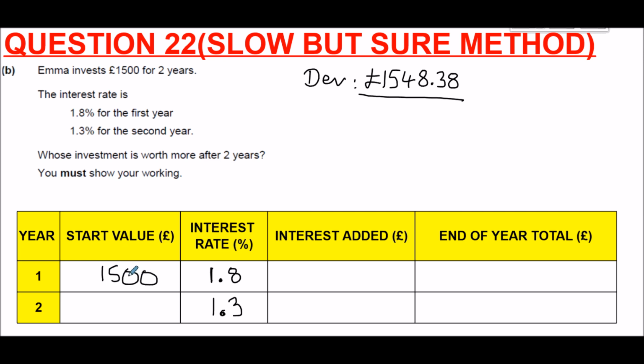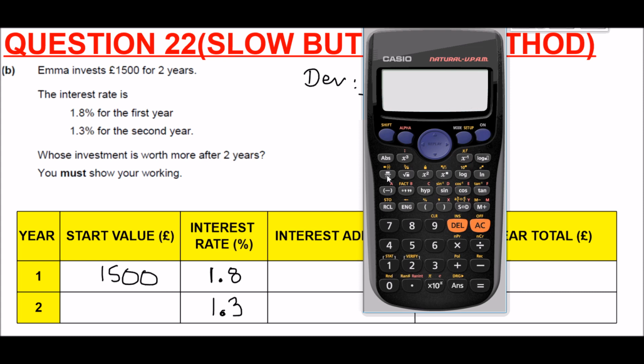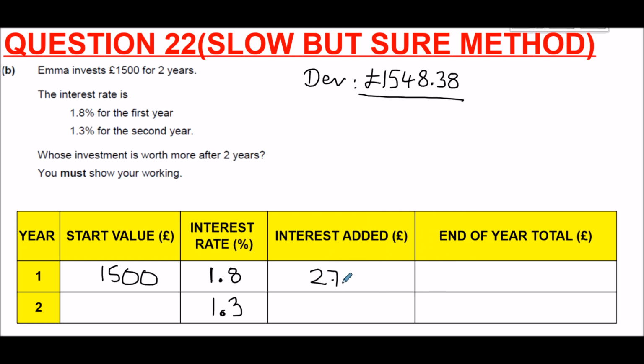So for year 1, we can calculate the interest added to her account by working out 1.8% of 1,500. So let's do this one. So 1.8 out of 100, that's 1.8%, multiplied by 1500 tells us she gets £27 interest in the first year. And so her end of year total for year 1 will be the 1500 she starts with plus the £27 interest, which comes to 1527.